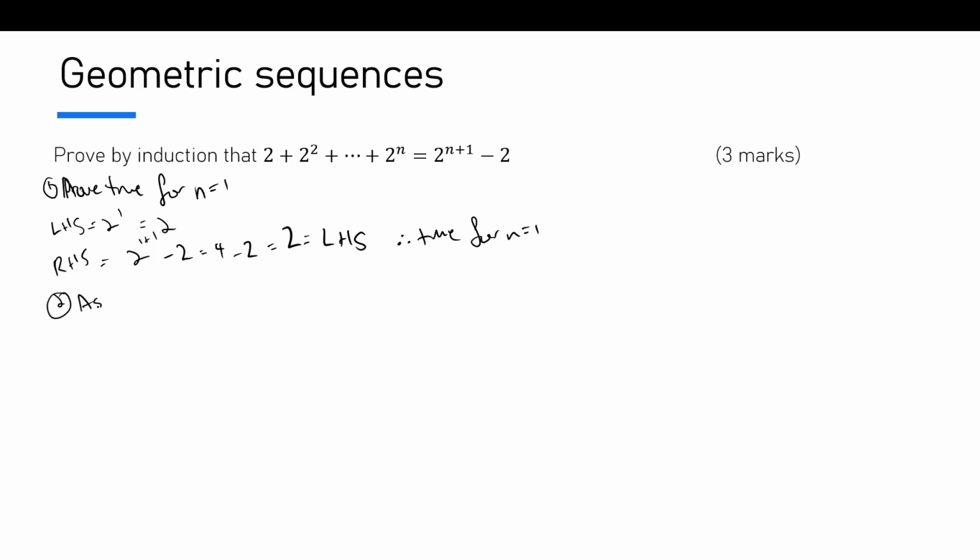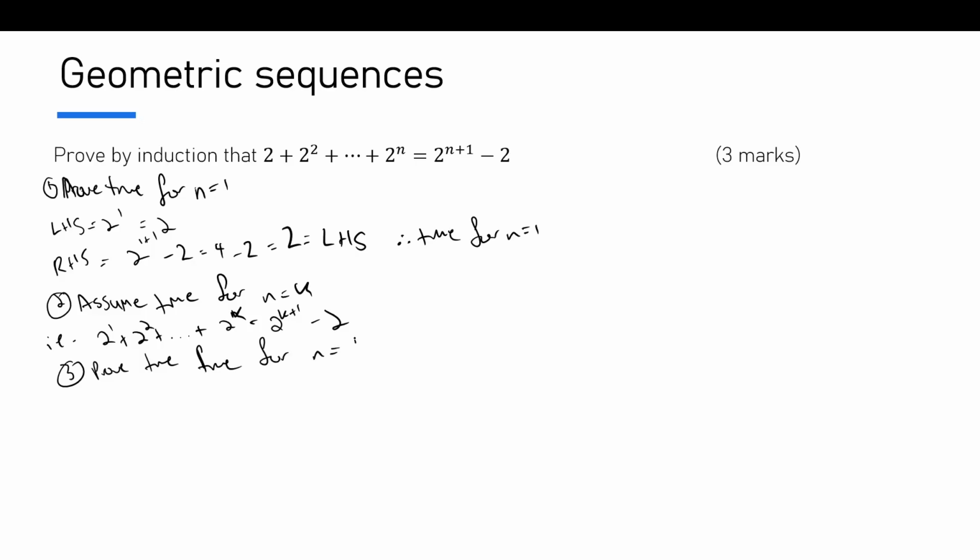Now, our second step is to assume true for k, i.e. 2 to the 1 plus 2 squared plus up to 2 to the k is equal to 2 to the k plus 1 minus 2. Now our third step is to prove true for n is equal to k plus 1. So now we're going to be required to prove 2 to the 1 plus 2 squared plus up to 2 to the k plus 2 to the k plus 1 is equal to 2 to the k plus 2 minus 2.